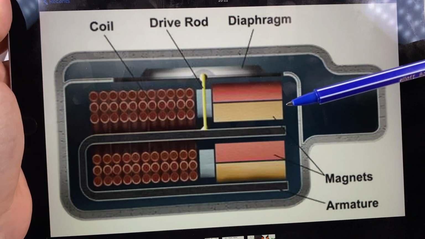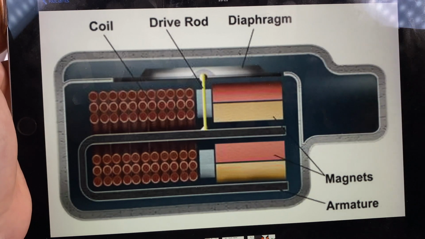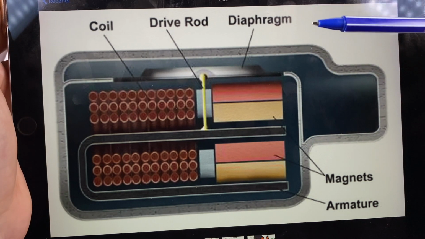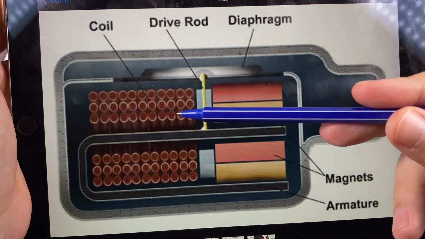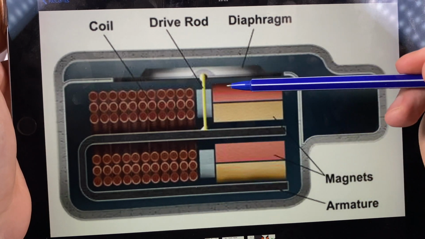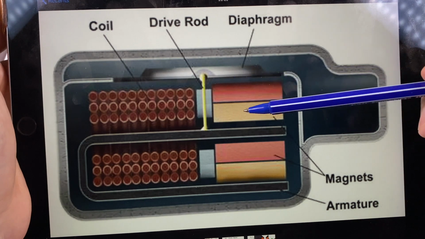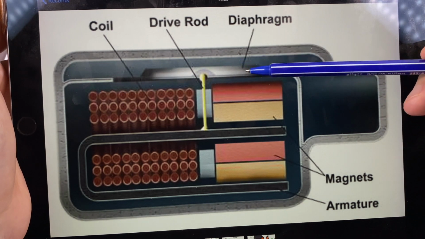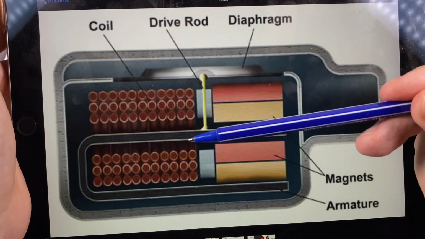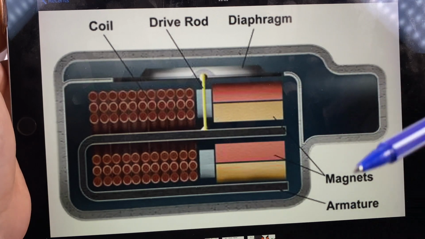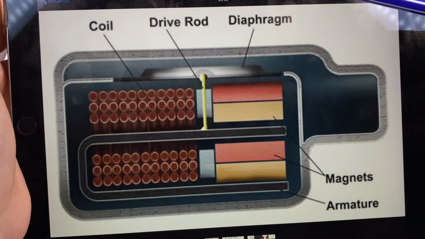First one is resolution. Balanced armatures are crazy resolving, and also have a low level of distortion, because this armature is relatively heavier than the diaphragm. And for such construction we can achieve more linear movement of the diaphragm. So lower distortion, higher resolution.